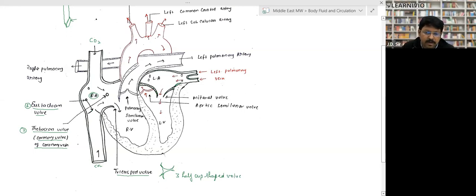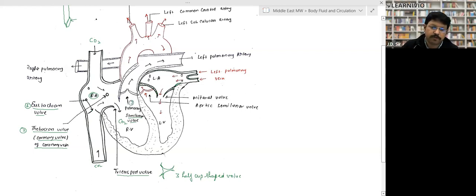Again, the blood comes to the right atrium. From the right atrium, it comes to the right ventricle. From the right ventricle, the semilunar wall. So blood goes to the pulmonary artery, and they are semilunar wall. These semilunar walls prevent the backflow of the blood from the pulmonary artery to the right ventricle. So the third wall is the semilunar wall.